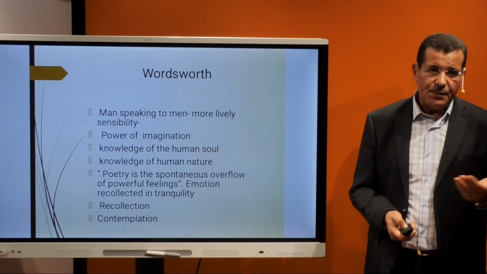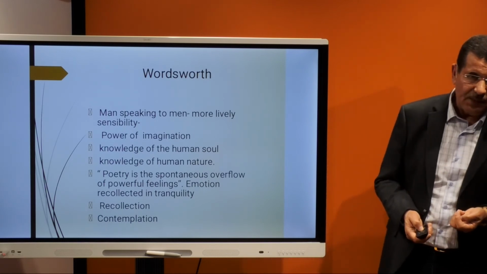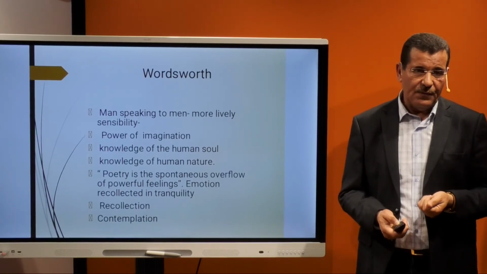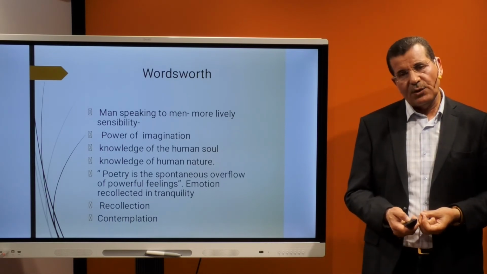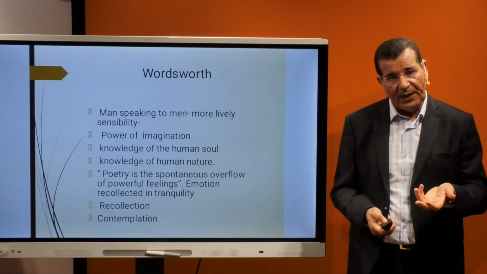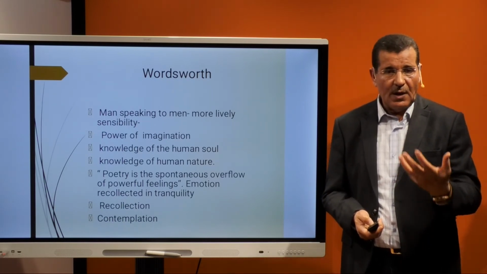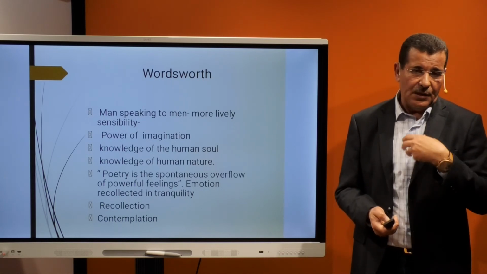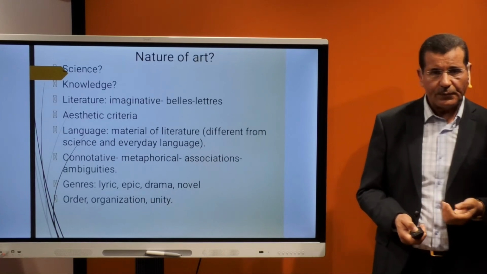Wordsworth, man speaking to man, makes the poet a man speaking to men, with more lively sensibility. With Coleridge, in his Lyrical Ballads, as you know, that is the power of imagination, knowledge of the human soul, knowledge of human nature, a very important reflection on the importance of art. And for him, poetry is the spontaneous overflow of powerful feelings, emotions recollected in tranquility, a recollection, contemplation. It follows the idea of Aristotle's catharsis. It is important to emotions, which Plato refused and doesn't like, objects to.